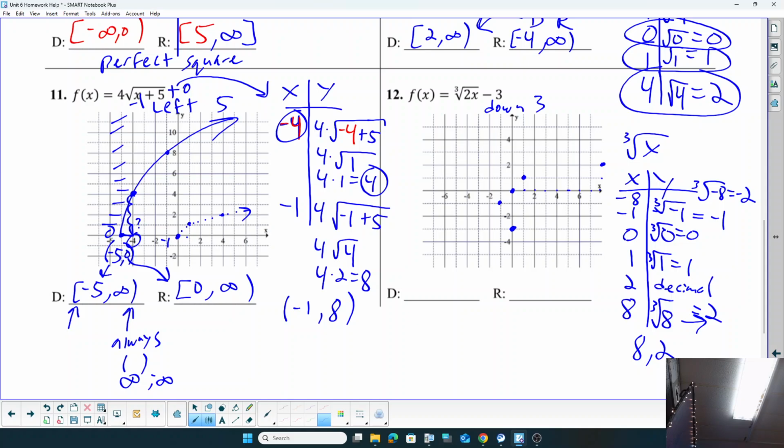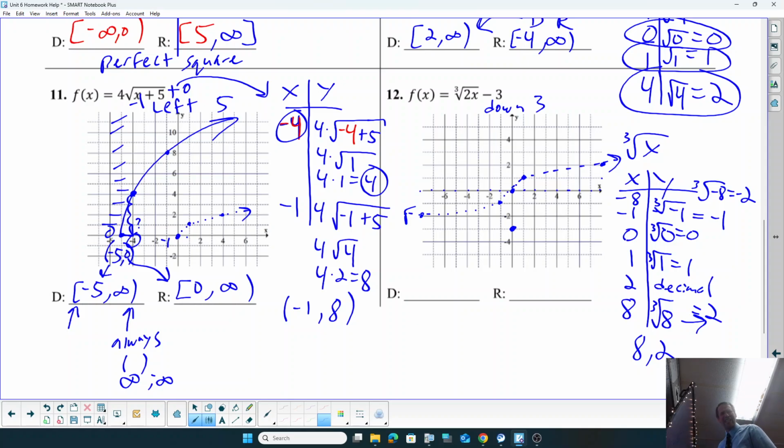So that's the parent function, right? Back 1, down 1, and back 8, down 2. 1, 2, 3, 4, 5, 6, 7, 8, down 2. And so that's called the parent function. But what is now happening? What transformation is going on? Well, we took the whole graph and went down 3 because of the negative 3 on the outside.